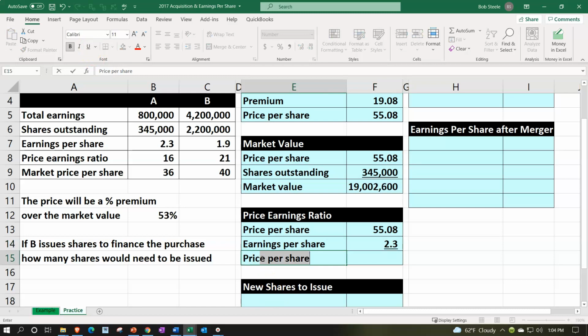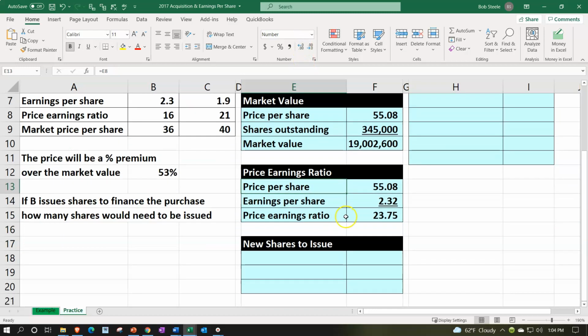That's going to give us our price earnings ratio, which will be then we have the 55.08 per share divided by the earnings per share, the 2.3, and that would give us our 24. And let's add a couple decimals, number group, couple decimals to that. And let's add one more decimal here just to keep it all even.